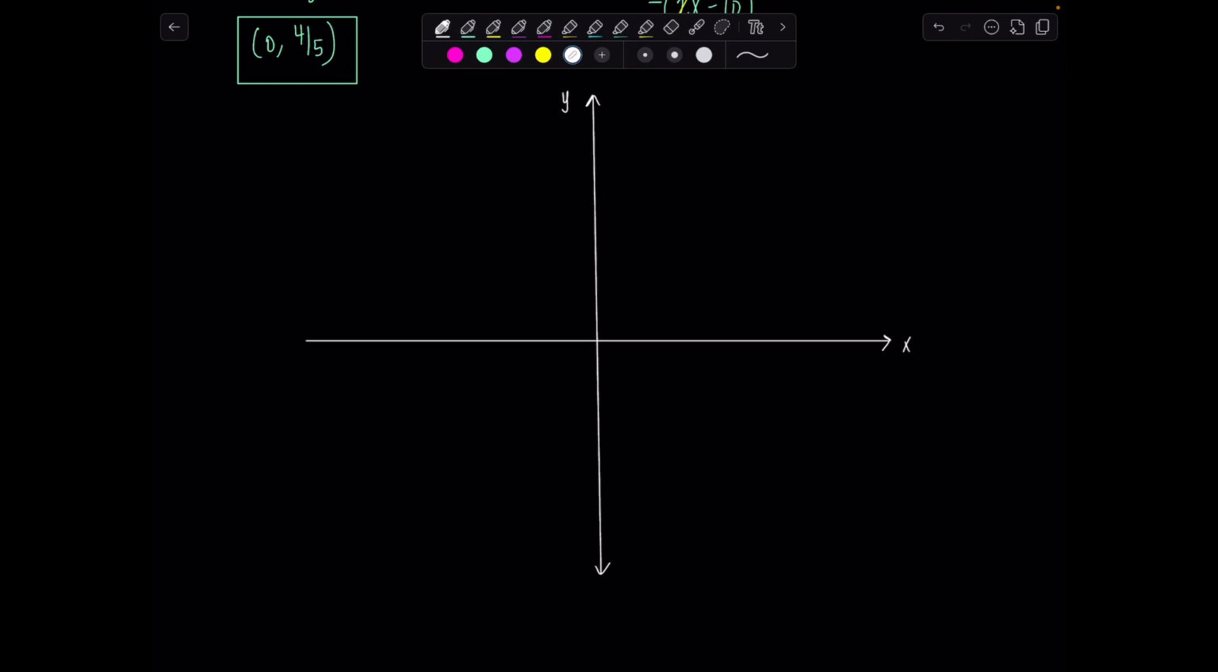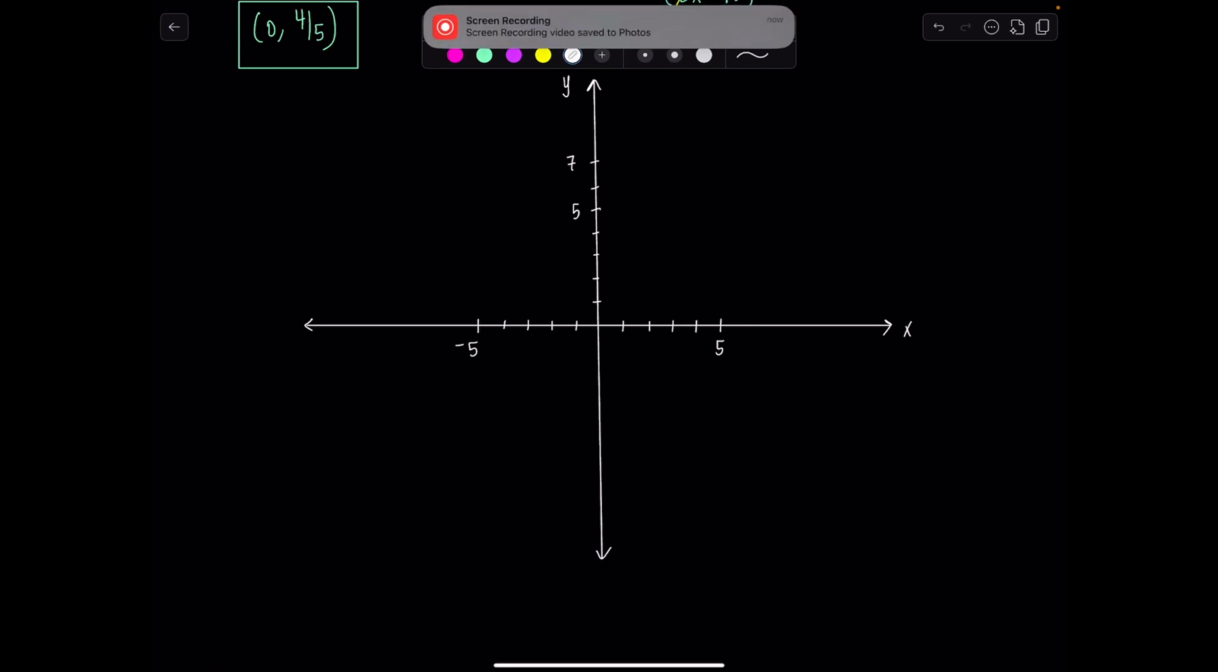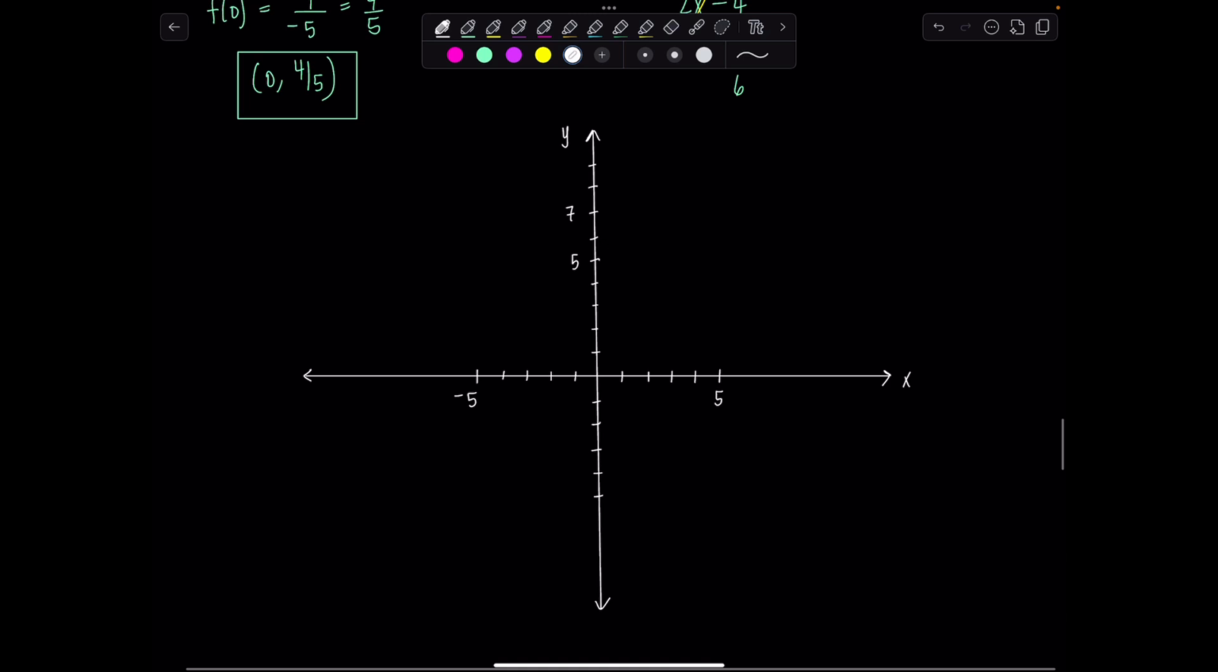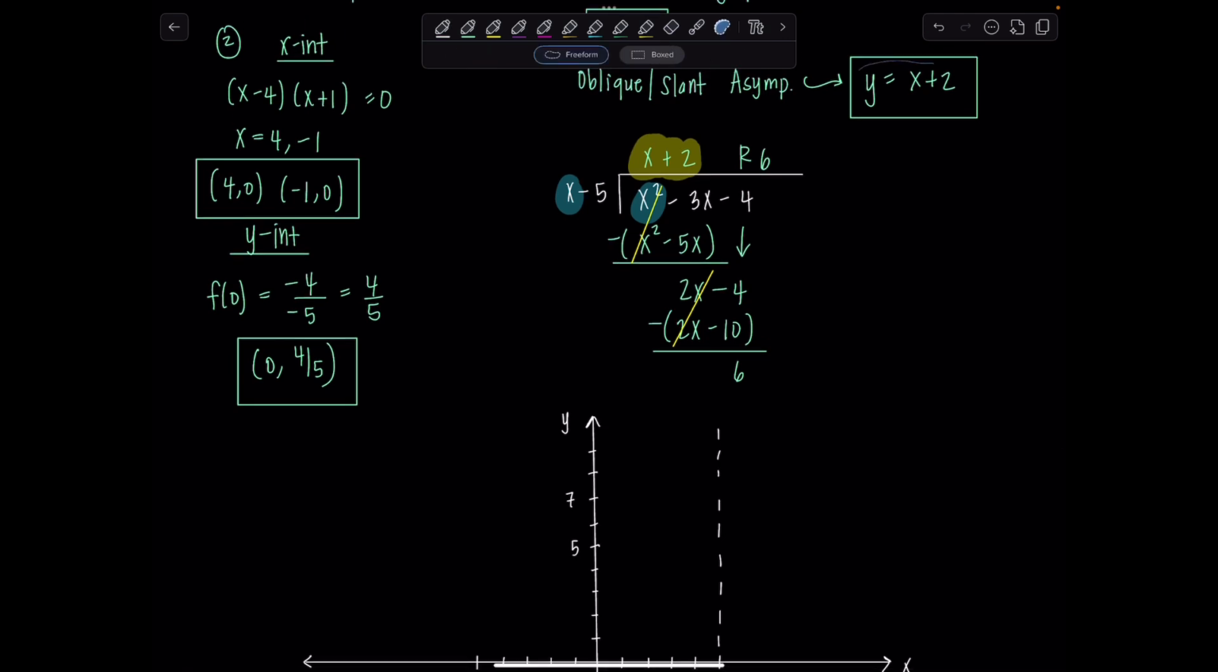X, y. The vertical asymptote is at x equals 5. Okay, let me put the vertical asymptote in. X equals 5. And then here, the oblique one is at y equals x plus 2, right? Okay.